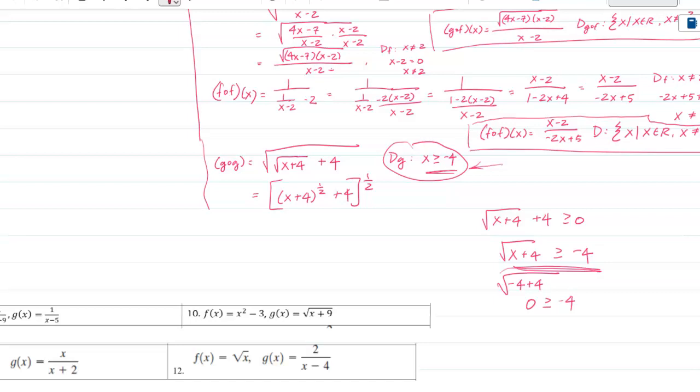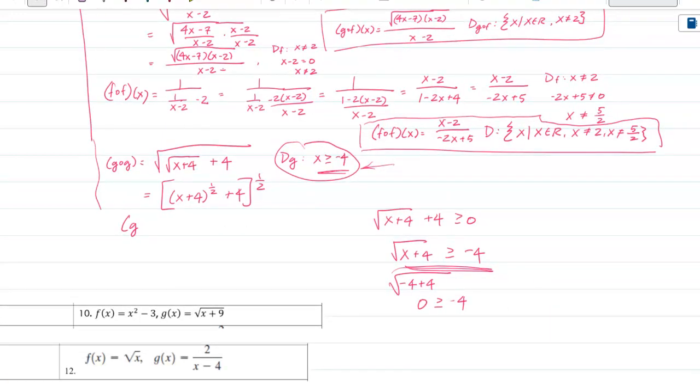So g, let me go ahead and write it off to the side. g of x equals the square root of x plus 4, plus 4. And the domain of this function is x such that x is greater than or equal to negative 4.